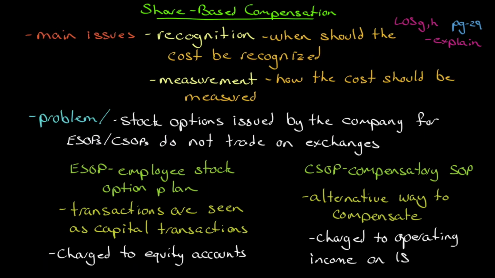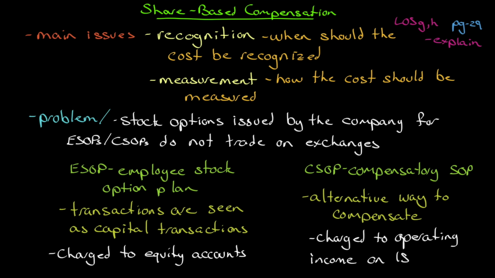So when it comes to share-based compensation, there are 2 big issues that have to be dealt with. Number 1 is recognition. When should the cost be recognized? And number 2 is measurement. How should the cost be measured? Here's the problem. If it's outright stock grants, if we're dealing with just straight stock, that's easy. How do you measure it? Look at the price in the marketplace.